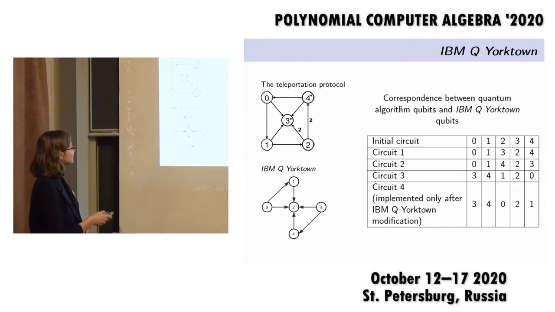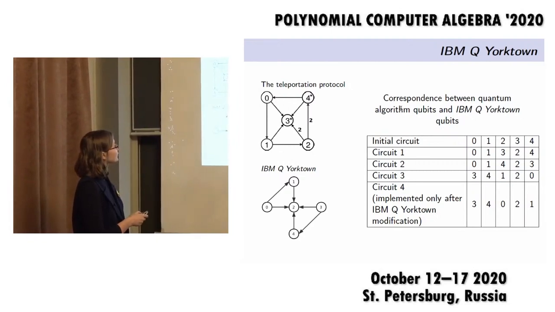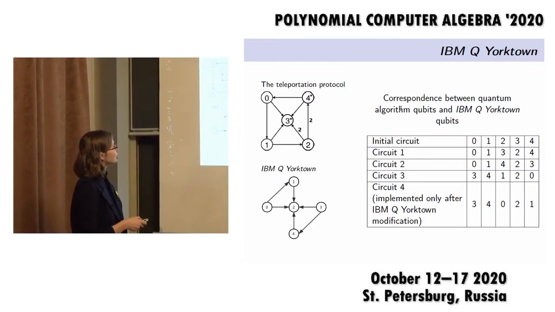There are four correspondences between qubits of the protocol and qubits of the computer, but Circuit 4 wasn't implemented before IBM Q Yorktown modification because the error of the measurement on the qubit 1 was from 5 to 10 times higher than the measurement error on other qubits.